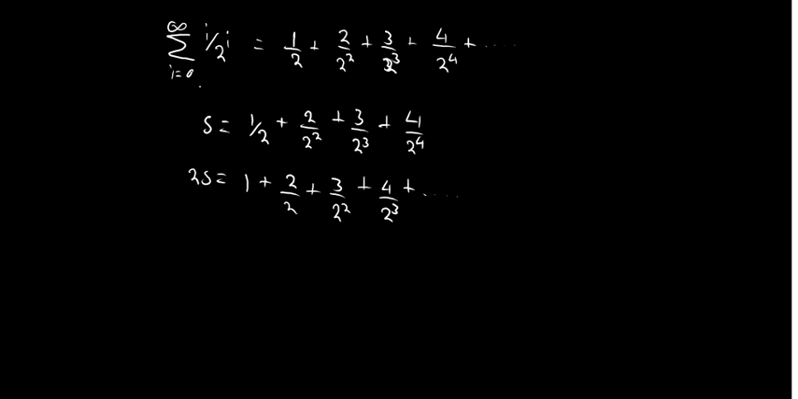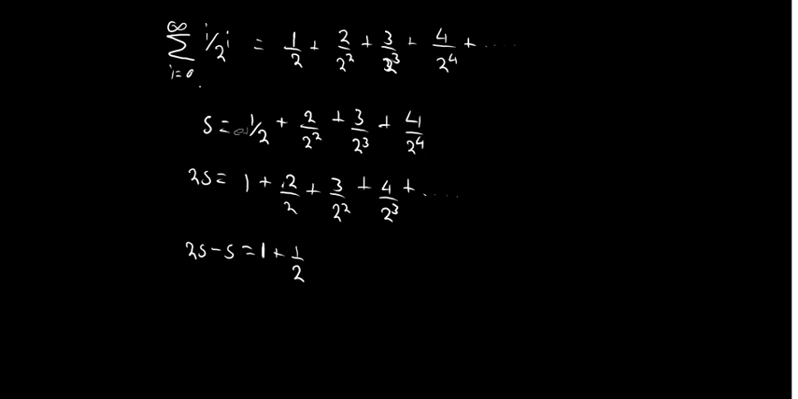So now what do we do? We subtract these two. I'm going to say 2S minus S. It's going to be 1 minus the 0 that's here. Remember there's a 0 here. 1 minus 0 gives us the 1. Then we pair those that have similar denominators. This is going to be 2 over 2 minus 1 over 2, and this is just going to give us 1 over 2.